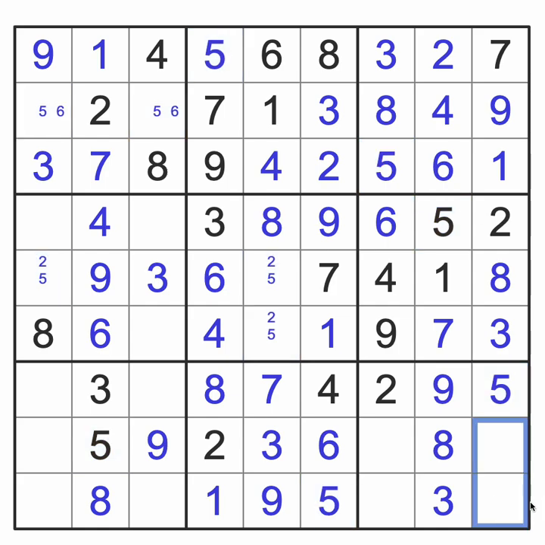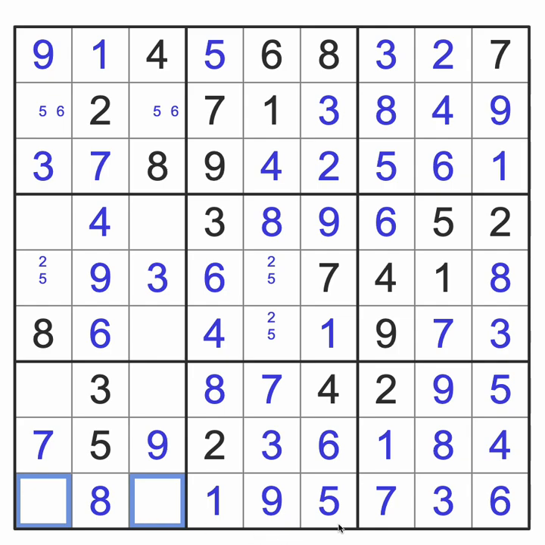Now these are 4 and 6. 6 in box 8 blocks this cell, gives me 4 and 6. And these are 1 and 7. 1 is in box 8, blocking this cell, gives me 7 and 1. The last number of this row is 7.